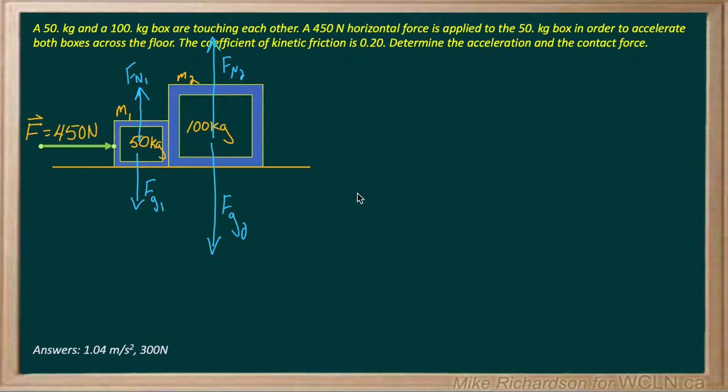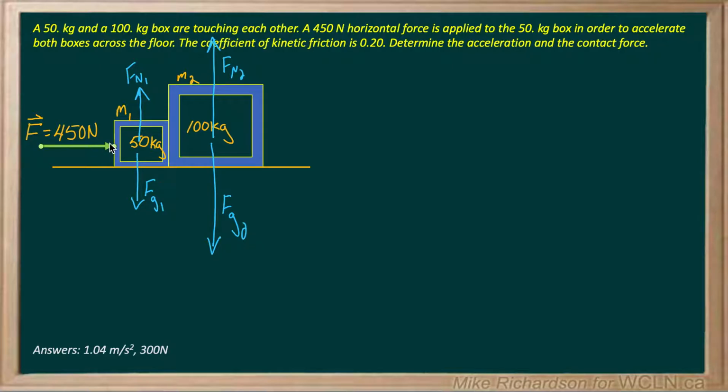Here we've got a problem involving two masses. A smaller 50 kilogram mass is pushing against a 100 kilogram mass, and a force is applied to the right, acting directly on the 50 kilogram mass that drives the whole system. Now there's also some friction in this case, so I've started the free body diagram.